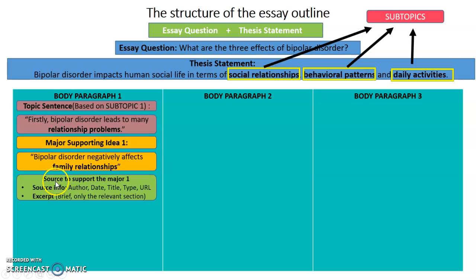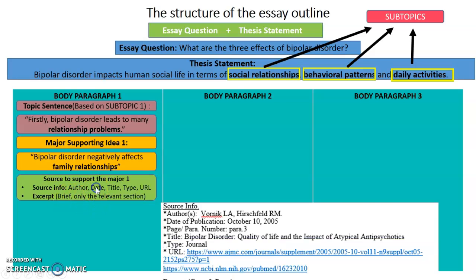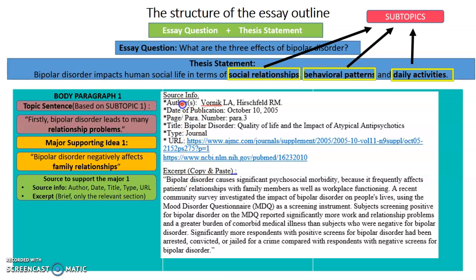Now, you need to find a source to support the major one, okay? And the source info must include author, date, title, type, URL, and the excerpt must be brief, and it should include only the relevant section. So this is an example. As you see, the authors are given here, date of publication, and page and paragraph number, the title of the text, and the type of the source. So it's a journal article, it could be a news magazine article, or it could be a book, and the URL that you found it in, and finally we got the excerpt. Okay, so you need to fill in the outline in this way for the source info and the excerpt sections.